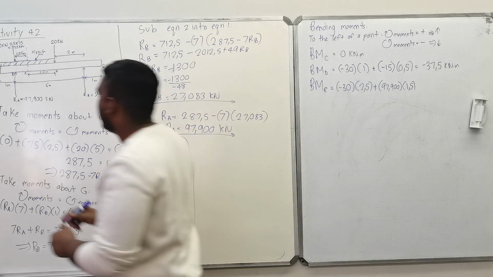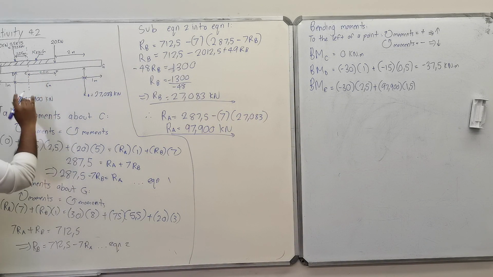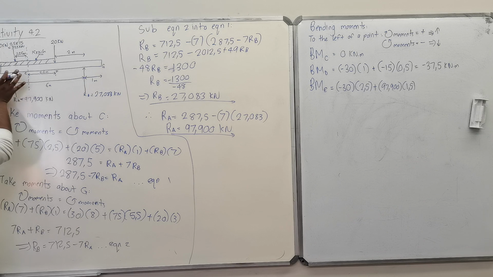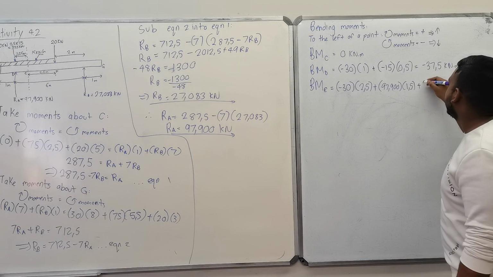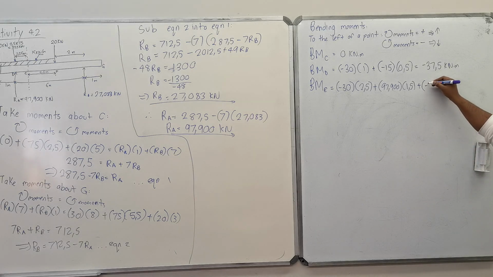From point C to point E is 2.5. 2.5 minus this 1 meter will give you this distance, which would be 1.5. So from point D to point E is 1.5. The last force you have there is the force acting downwards, so you would say negative 37.5 multiplied by 1.25, which is equal to 25 kilonewtons.